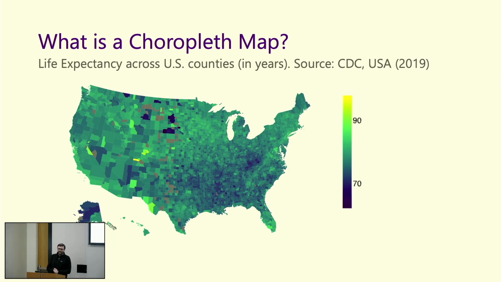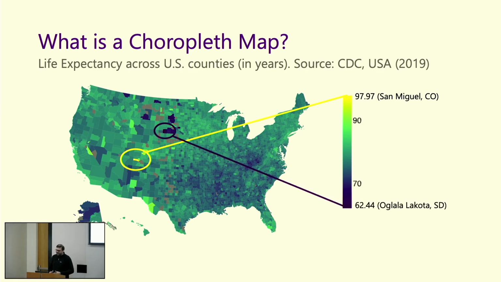So consider this map of the United States counties. I have colored them in proportion to their life expectancy values. For example, San Miguel County, with the highest life expectancy of 97.97 years, is colored yellow, and Oglala Lakota County, with the lowest life expectancy of 62.44 years, is colored dark blue. Our very own Fulton County is somewhere in the middle at 79.33 years, colored teal. This is called a Choropleth map.